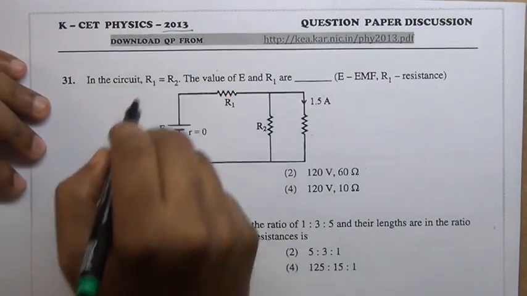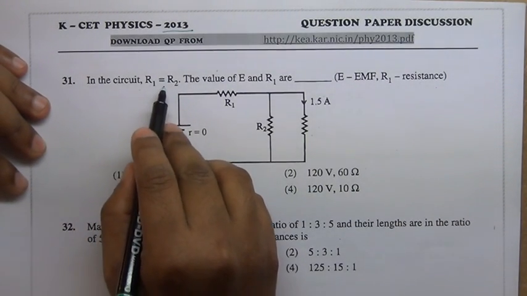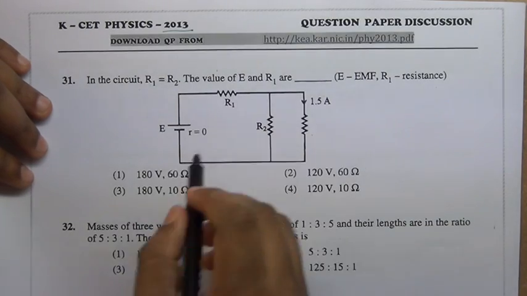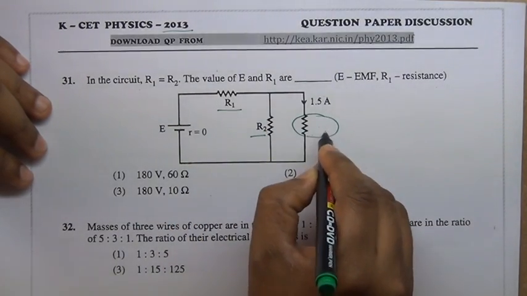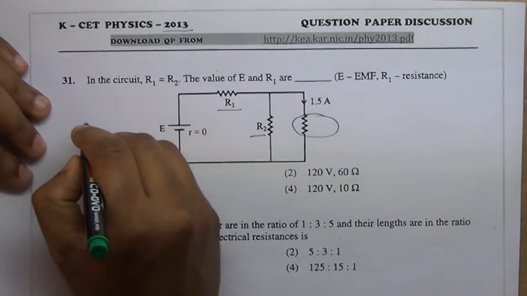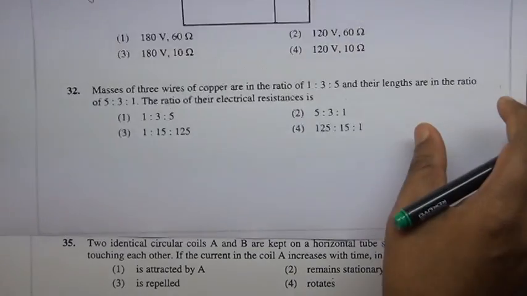2013 physics paper. 31st question. In the circuit R1 equal to R2, the value of R1 is mentioned, R2 is mentioned, this is not mentioned, therefore incomplete question, grace marks. 32.